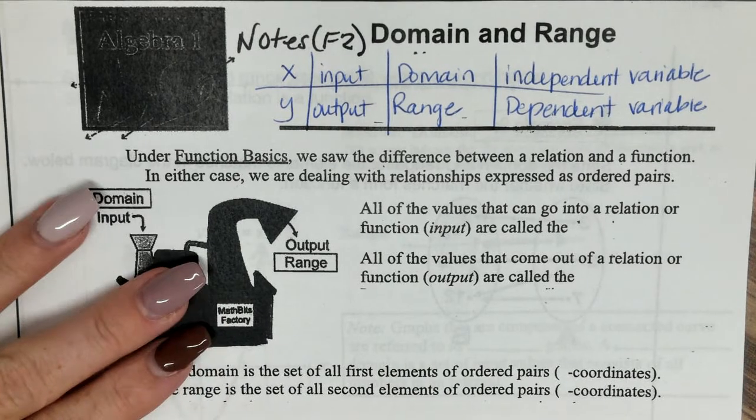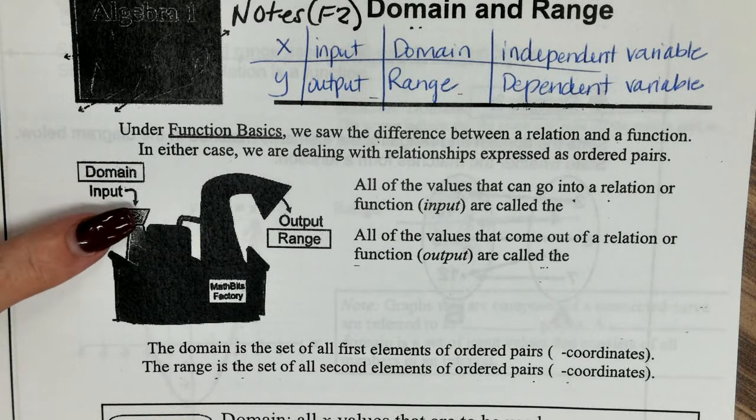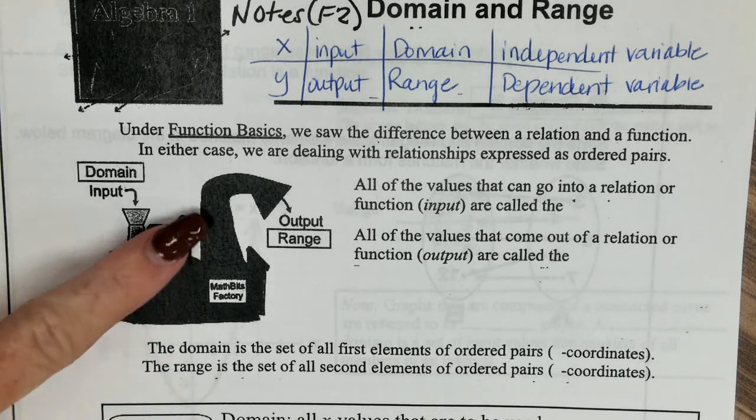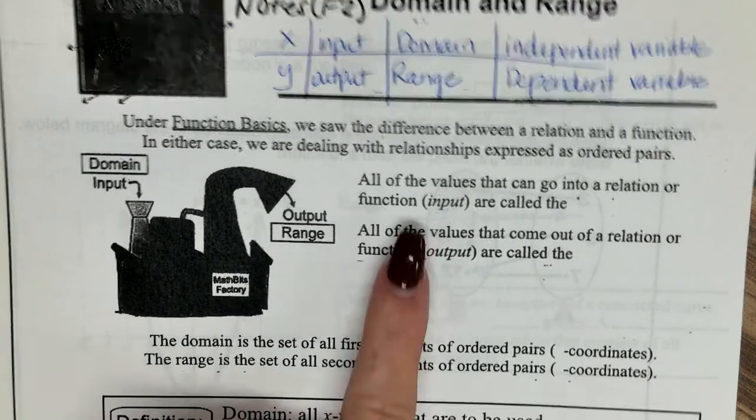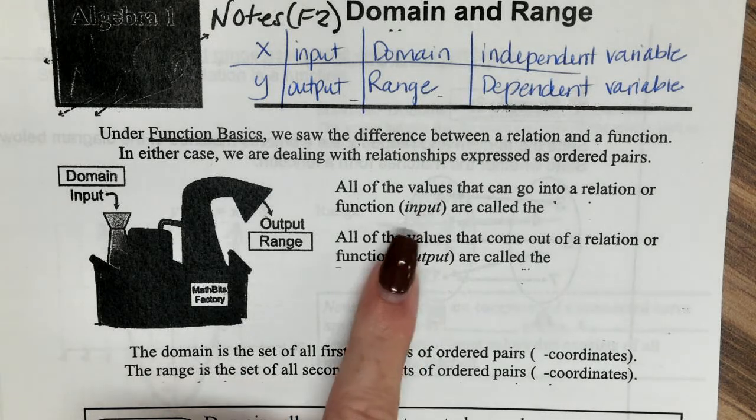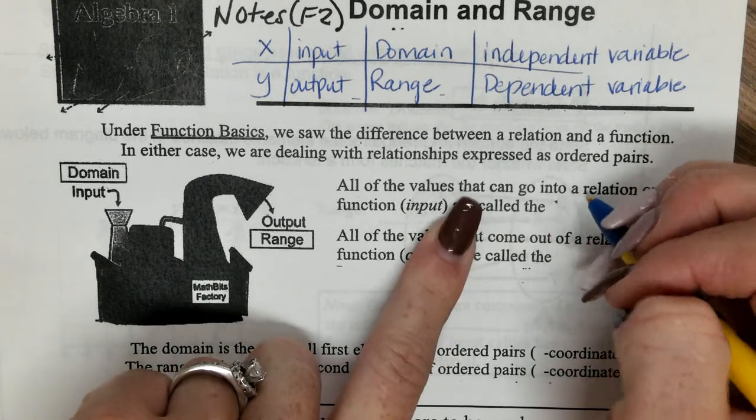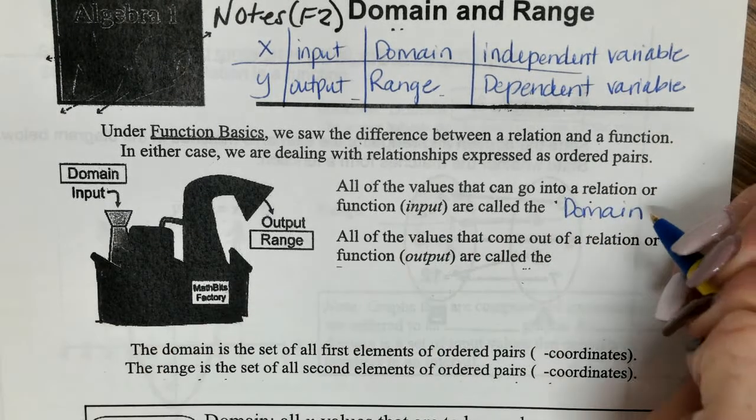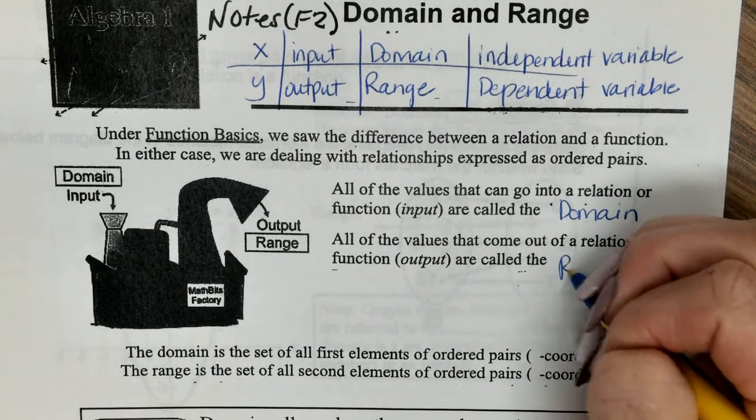Okay, so right here under function basics, we saw the difference between a relation and a function. In either case, we're dealing with relationships expressed as ordered pairs. So over here, this is like a function machine. You put in your input, the machine does something to it, and it puts out your output. You put in your domain, it puts out your range. All of the values that can go into a relation or function input are called the domain. All the values that come out of the relation or output are called the range.